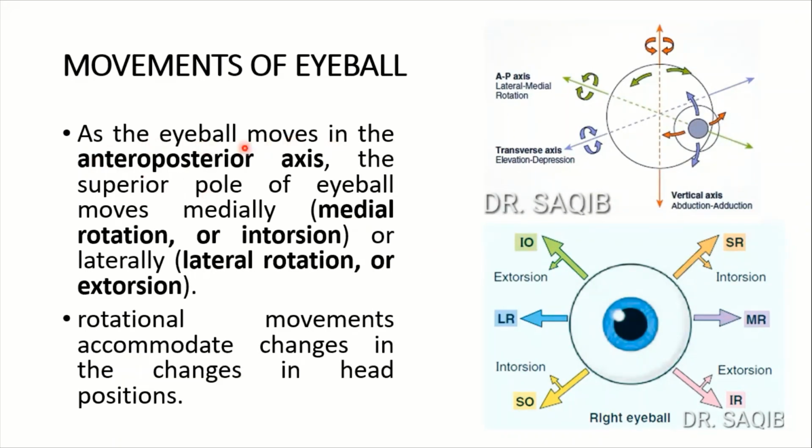So if the eyeball moves around the anteroposterior axis, this is the anteroposterior axis, and the superior pole of the eyeball moves medially, right? This pole moves medially here like this. It will be called medial rotation. Medial rotation is also known as intorsion. Or the superior pole of the eyeball may move laterally. It will be known as extorsion. Lateral rotation is called extorsion. Rotational movements accommodate changes in the head position.